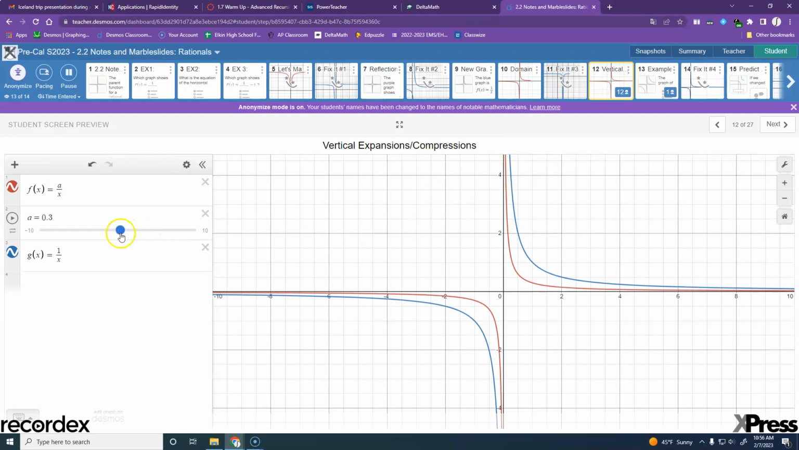What happens when this flips over to a negative number? The whole graph flips. If you go to a negative there, it's going to flip the whole graph.